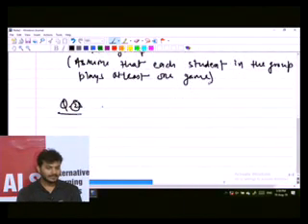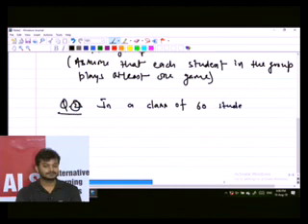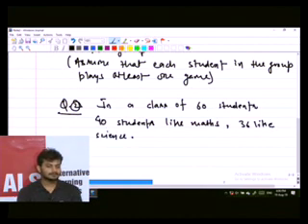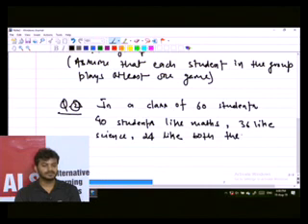Question 2 is, in a class of 60 students, 40 students like maths, 36 like science, 24 like both the subjects. So this is only a two set system.